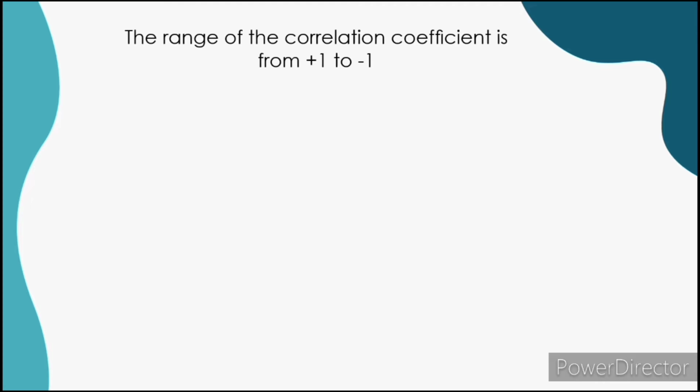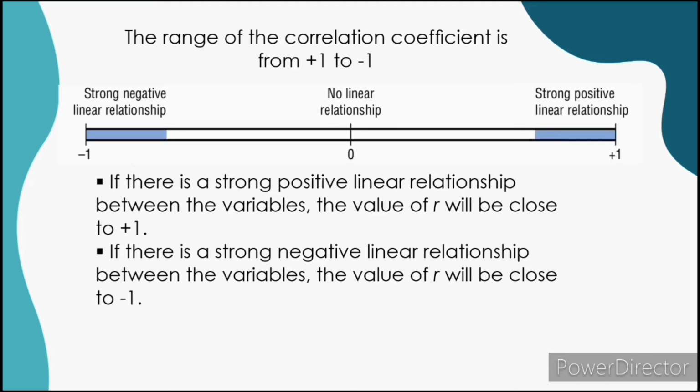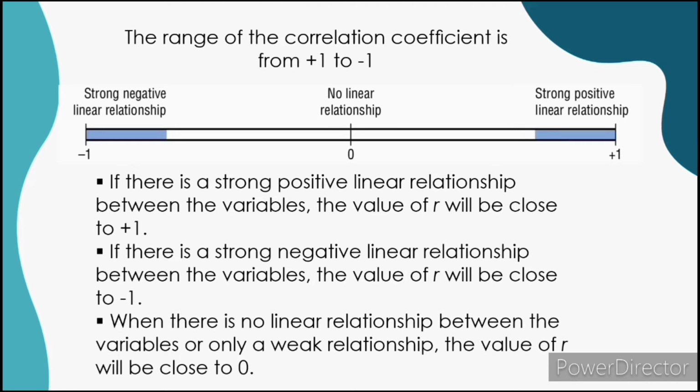The range of the correlation coefficient is from positive 1 to negative 1. If there is a strong positive linear relationship between the variables, the value of r will be close to positive 1. If there is a strong negative linear relationship, the value of r will be close to negative 1. If there is no linear relationship between the variables, or only a weak relationship, the value of r will be close to 0.